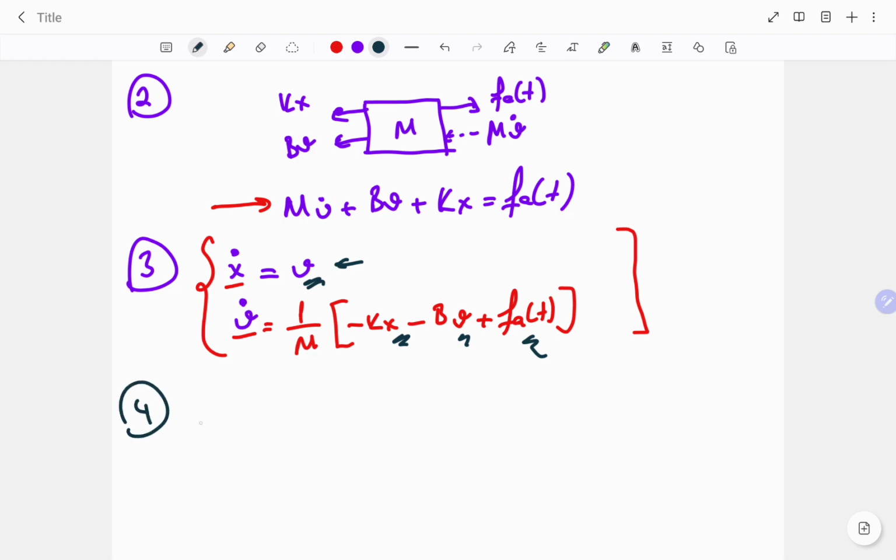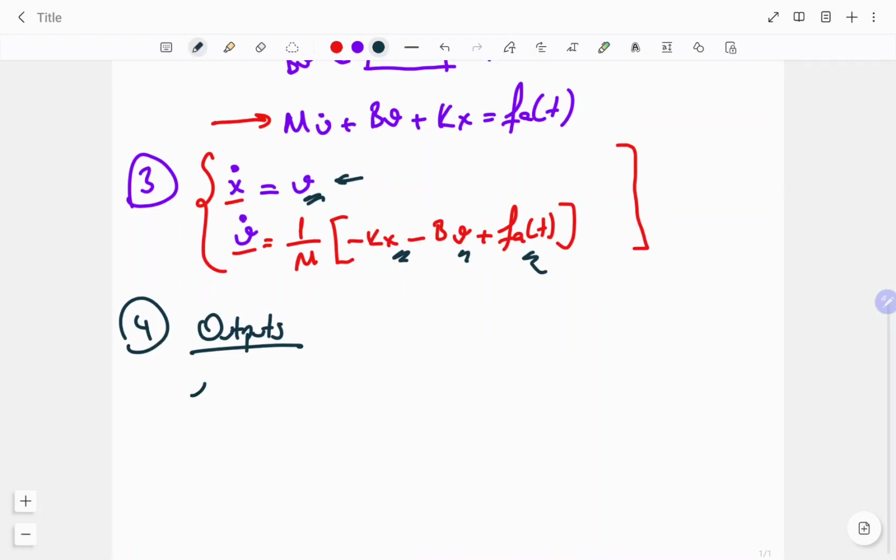After that, let's write the outputs. Outputs can be anything related to the system. According to the point we want to focus on and analyze, we can select any parameter for the system. For example, the spring force can be an output. The velocity can be an output. The acceleration of the mass can be an output. Displacement, dashpot force, anything related to the system can be an output to examine the system operation.